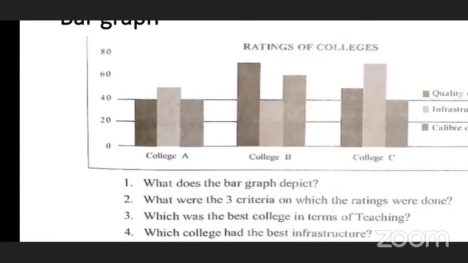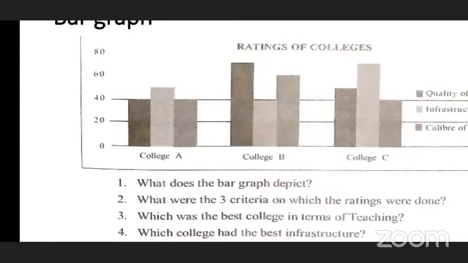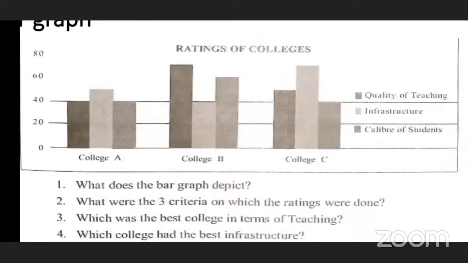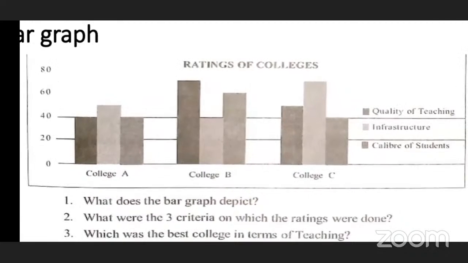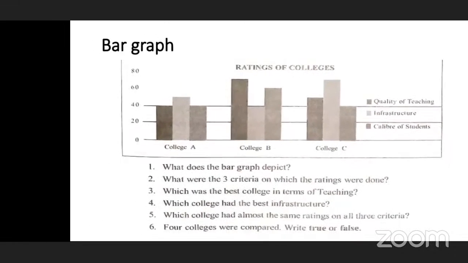So based on that, the first pole of the college talks about quality of teaching. Out of 100, its rating is 40 for quality of teaching, and for infrastructure its rating is 50. For caliber of students, its rating is 40 again. So that is how the bar graph needs to be understood. Same with college B and same with college C. Now let us try to answer the questions.